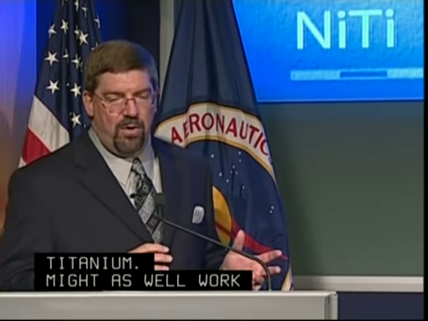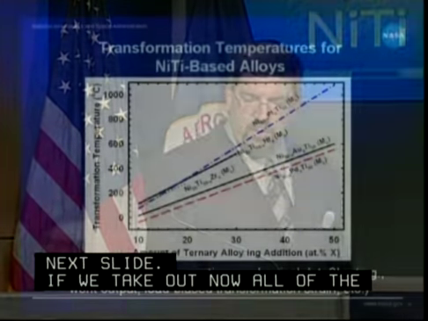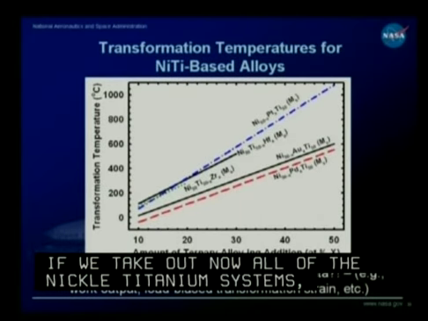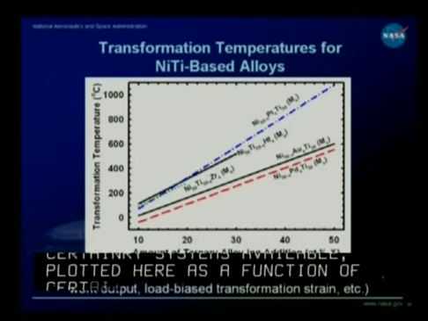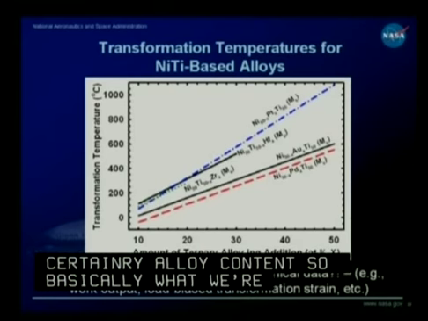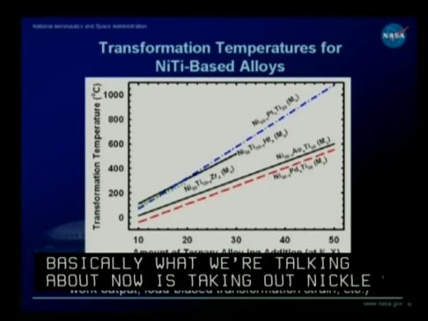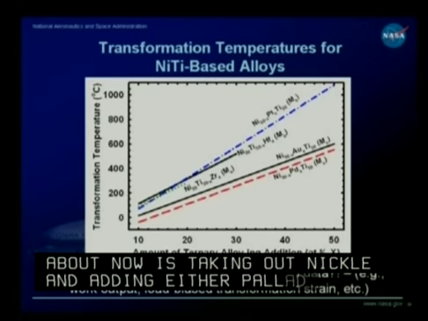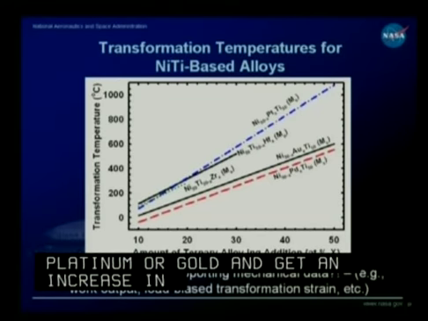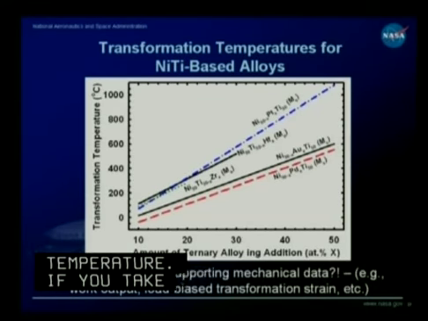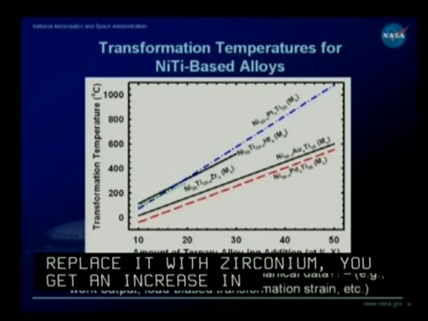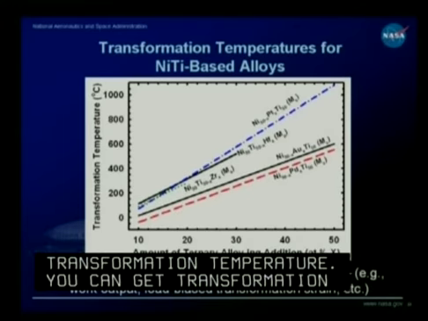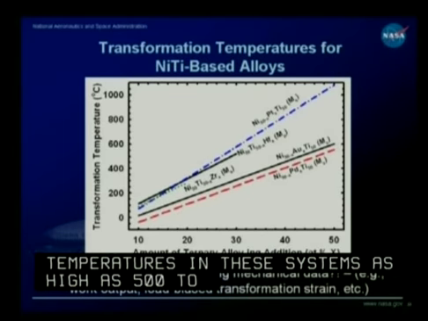If we take out now all the nickel titanium systems, the ternary systems that are available, they're plotted here as a function of ternary alloying content. So basically what we're talking about now is taking out nickel and adding either palladium, platinum, or gold, and you'll get an increase in transformation temperature. Or if you take out titanium and replace it with zirconium or hafnium, you'll get an increase in transformation temperature. And you can get transformation temperatures in these systems as high as 500 to 1,000 degrees C. So you can have some very high temperature shape memory alloys here.